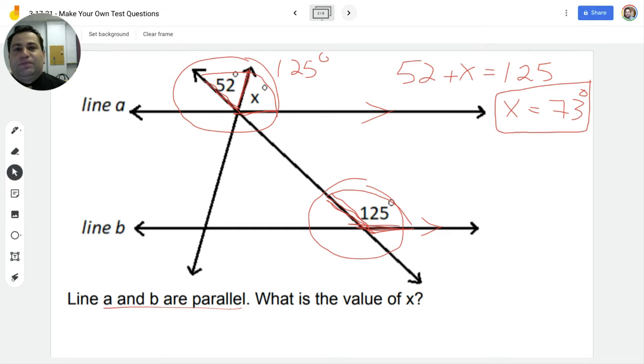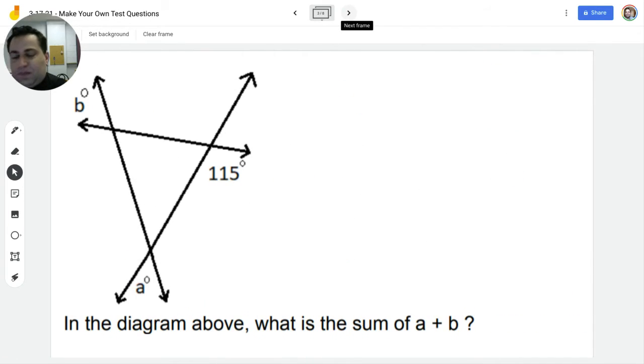Let's take a look at number 3. In number 3, it says, in the diagram above, what is the sum of A plus B? So once again, the SAT is asking for an expression. I take a look at what I have here. A is vertical, once again, to an angle in a triangle. B is vertical to an angle in a triangle. So I know that this is angle A, this is angle B.